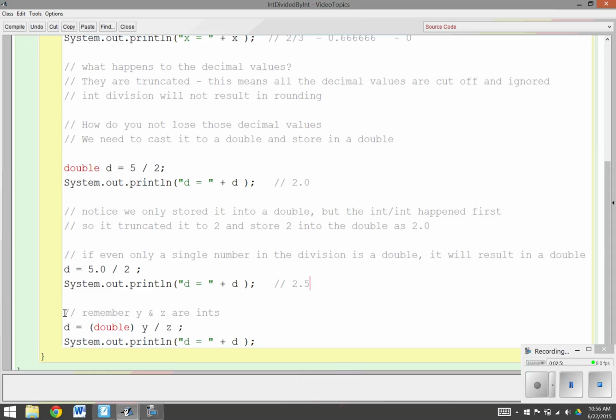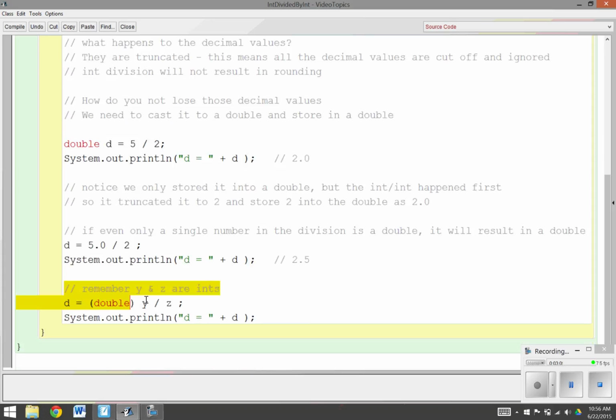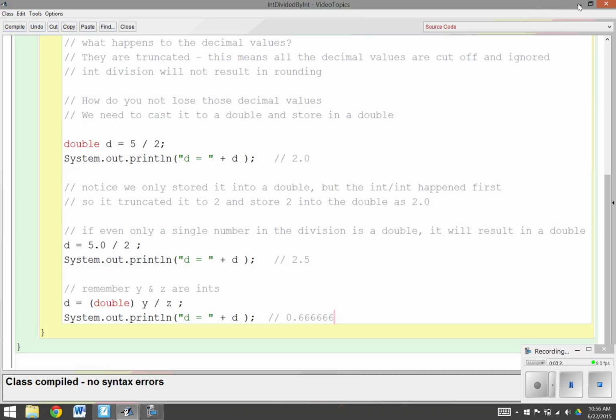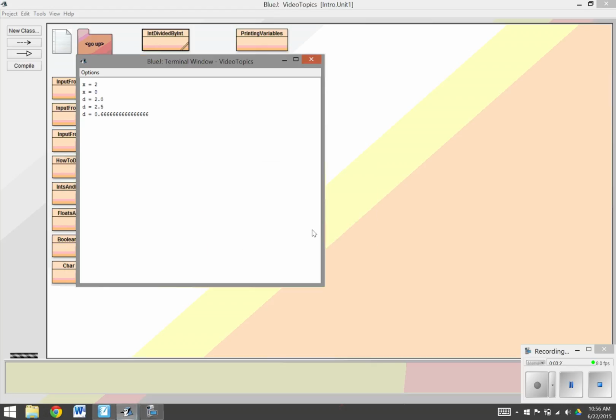Or we can cast. Remember earlier y and z are integers. Y was 2, z was 3. So now we're doing 2 divided by 3, and I cast one of them to a double. So now it gives me my appropriate 0.666 repeating. So let's run this and demonstrate all those answers that we were talking about. 2, 0, 2.0, 2.5, and 0.6 repeating. And that is the end of this lesson.